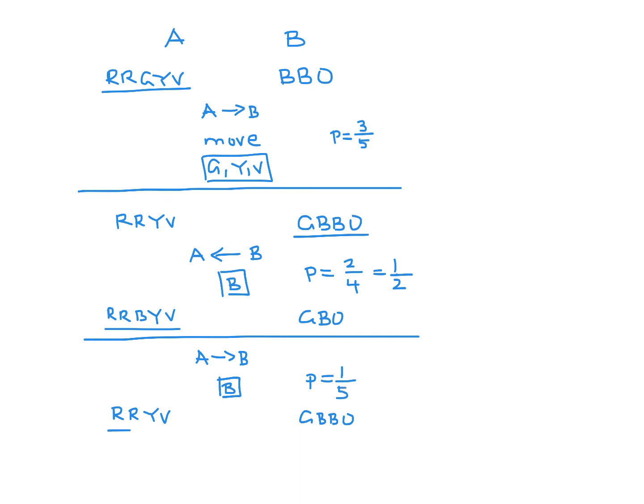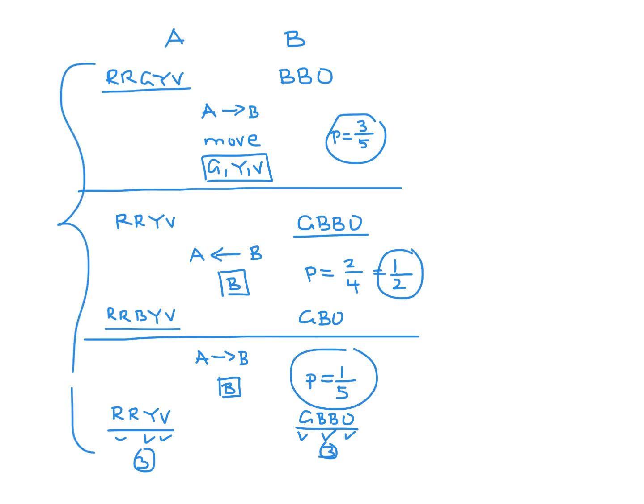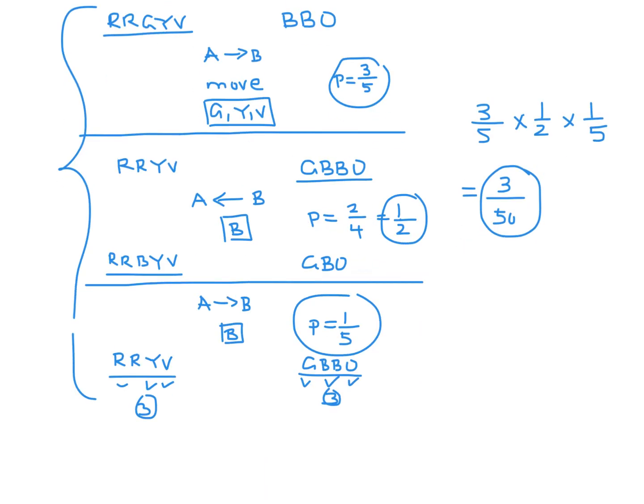And let's see, do these satisfy 3 different colors? Red, yellow, violet. Yep. Green, black, and orange. Yep. Okay. So we have to multiply these to figure out the probability of this scenario. So it's 3 out of 5 times 1/2 times 1 over 5. So that's 3 over 50. The same thing that we got last time. Got it? Okay, one more.